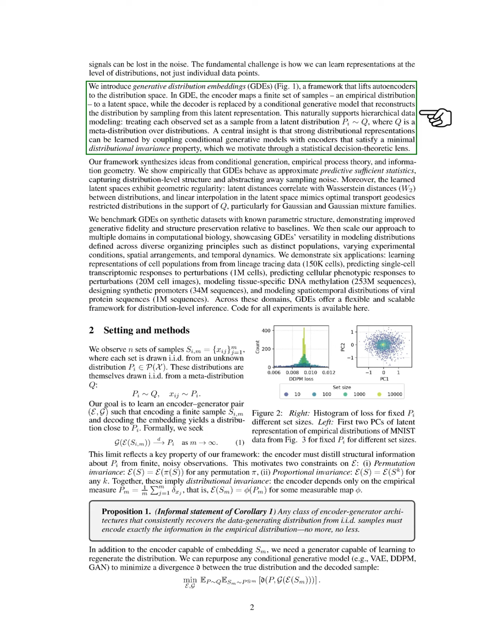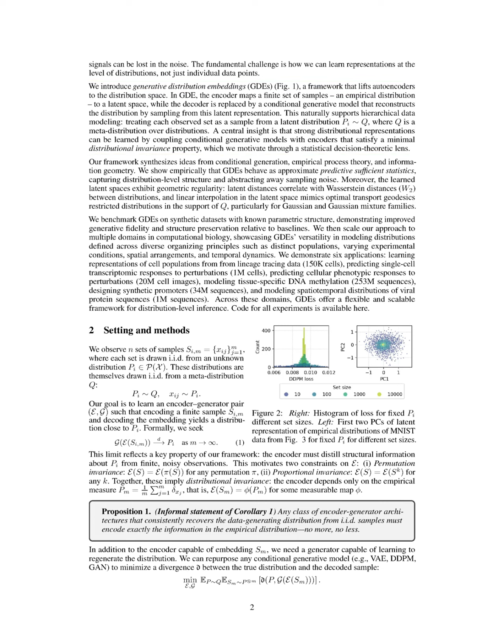In addition to the encoder, we need a generator that can learn to regenerate the distribution. We can adapt any conditional generative model to minimize the divergence between the true distribution and the generated sample. This unifies our approach to conditional generation and representation learning for distributions. We provide a theoretical justification for this objective in the appendix.